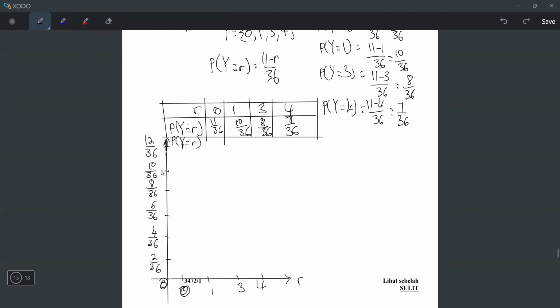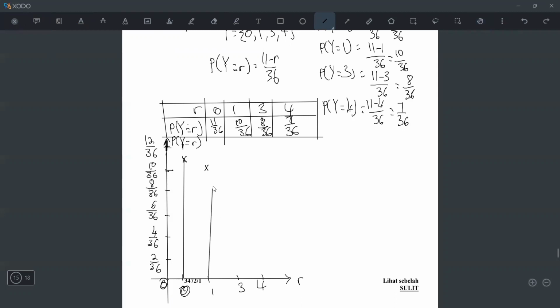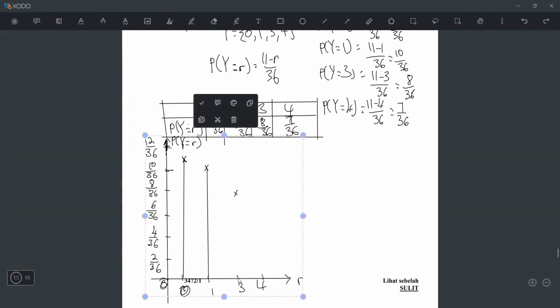So 11 over 36 should be between 10 and 12, somewhere here. Okay, and then you have to use a straight line to draw until here. Okay. Now 10 over 36. So where is 10 over 36? 10 over 36 is here, right? So somewhere like this, and then same thing, use a ruler, draw. No need to draw on graph paper. And then 8 over 36, obviously is here, done. So just draw like this.